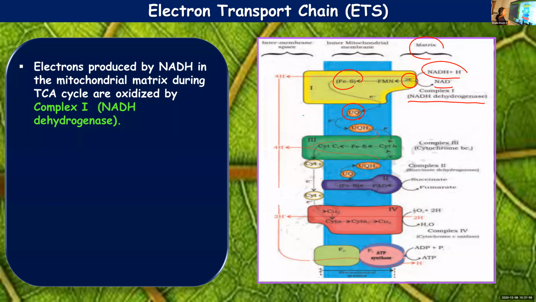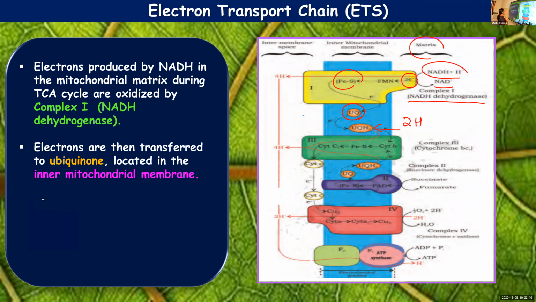And this ubiquinone will receive these electrons. It will also receive 2 hydrogen atoms from the matrix and will get reduced to UQH2 or ubiquinol. Electrons are transferred to ubiquinone. Ubiquinone, as you can see in the picture, is located in the inner mitochondrial membrane.